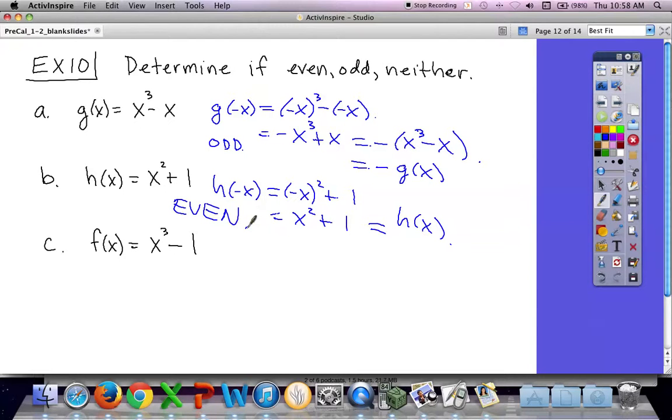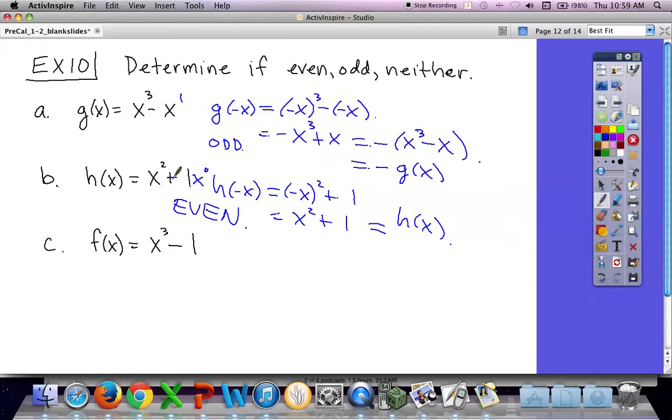Okay. And what you notice is the pattern of these first two, right? Both of these terms were raised to an odd power, 3 and 1, and it was odd. For polynomials, this works. This one was raised to the second power, and a constant is like x to the 0. So if all you have are x raised to even powers and constants, it's even, right? So odd powers, odd. Even powers, even.